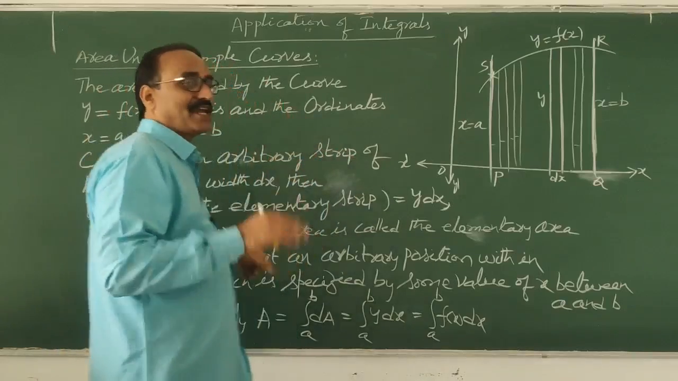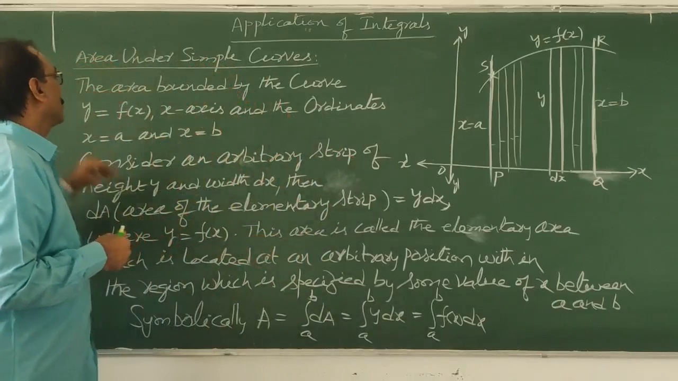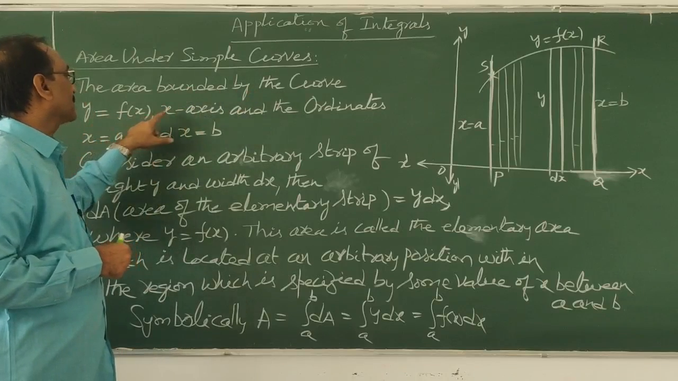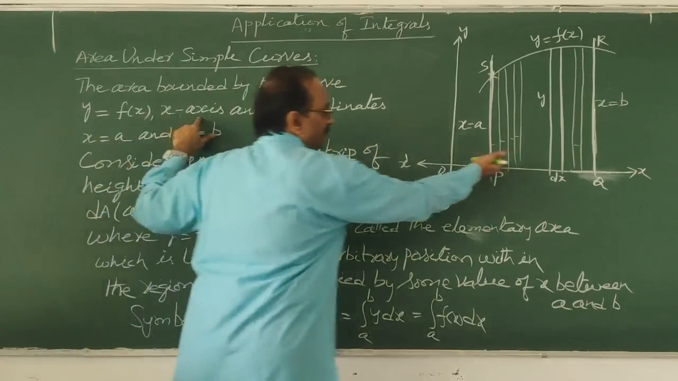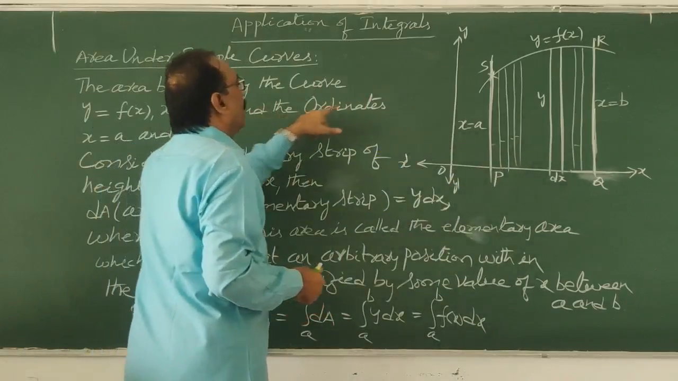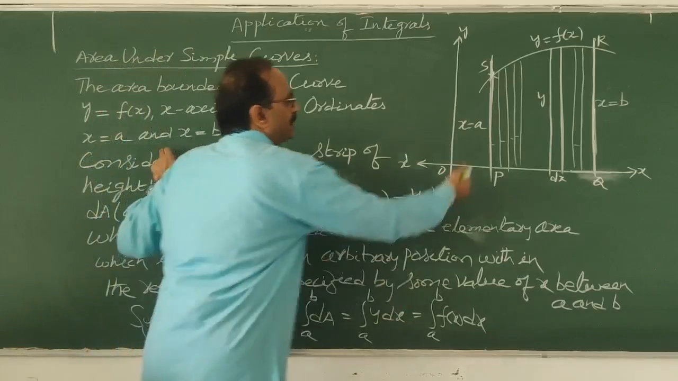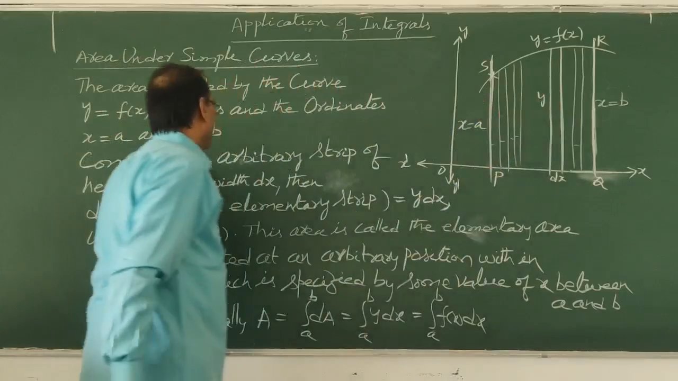Now I'll read once again. Now you can understand. The area bounded by the curve y is equal to f of x, the x-axis, and the ordinates. What are the ordinates? x is equal to a and x is equal to b.